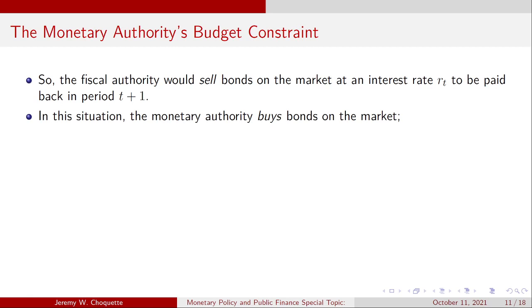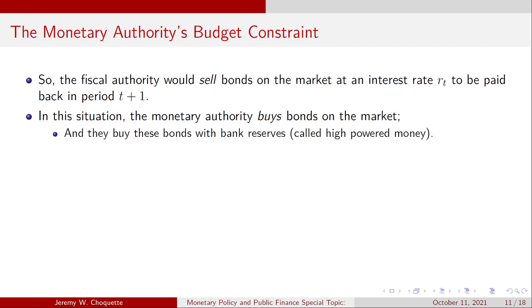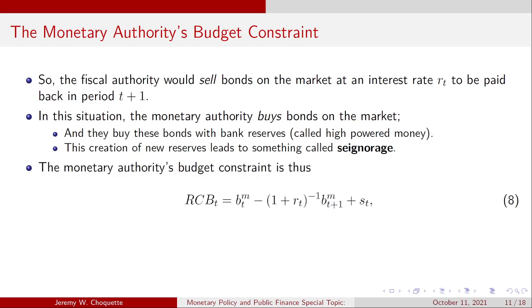So in this particular situation, the monetary authority is going to be buying bonds on the market. They buy these bonds with bank reserves. It's what's known as high-powered money. This creation of new reserves is called seigniorage. It's like a French term or something like that.